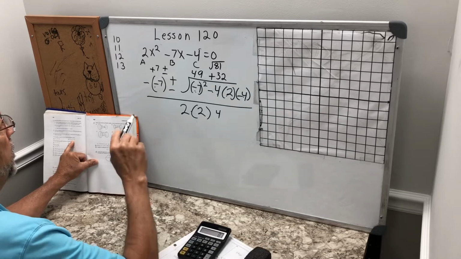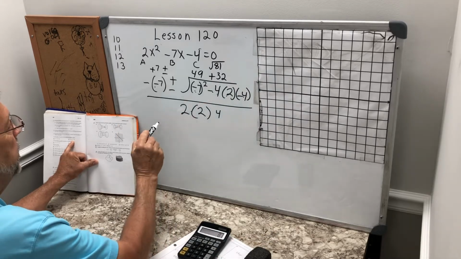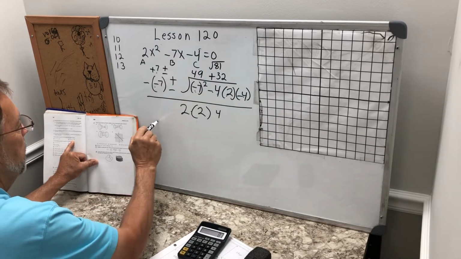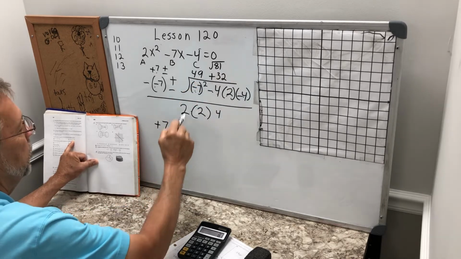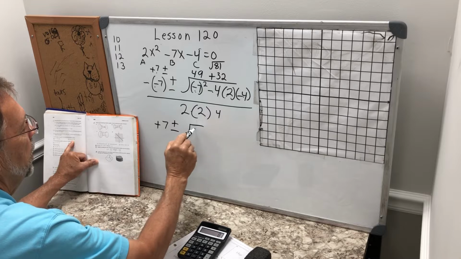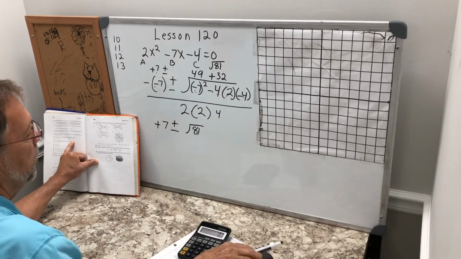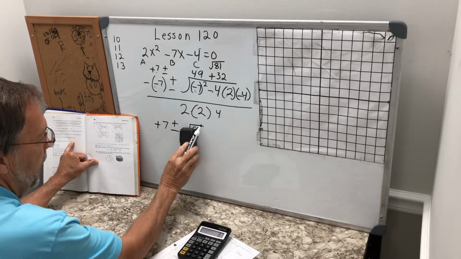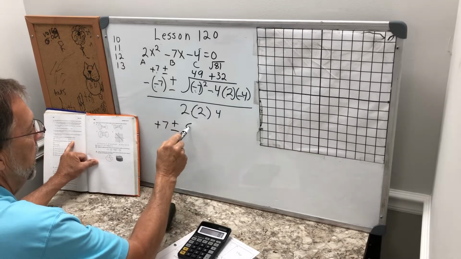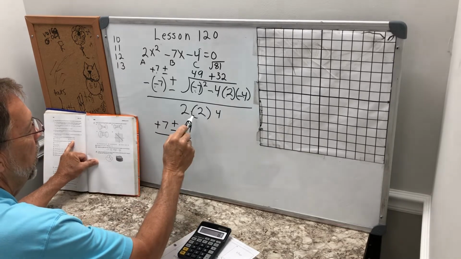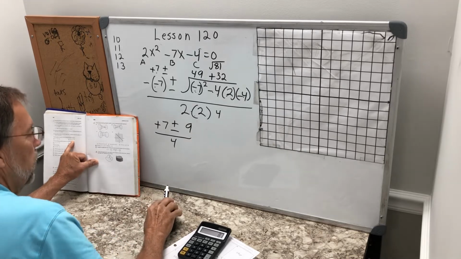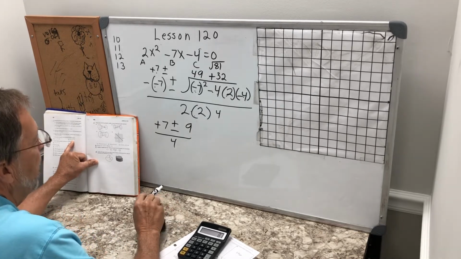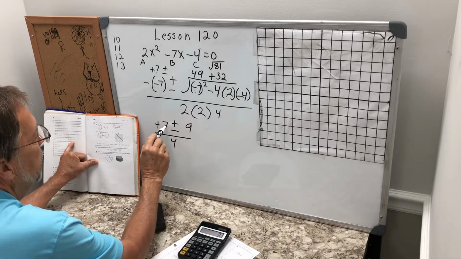Now we'll rewrite it to simplify all this mess up here. I can see a +7 plus or minus square root of 81. And the square root of 81 is a 9. Erase that, just put the 9 there. Over 2 times 2 is 4. This particular one is going to be able to simplify some more. So I have a +7.